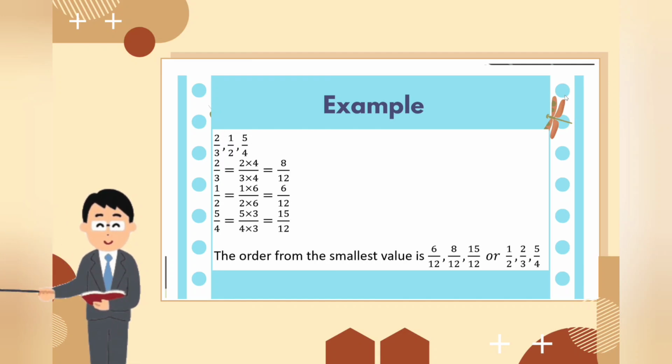Number 2, 1 half equals 1 times 6 divided by 2 times 6. The denominator is 2, so it must be multiplied by 6 to become 12. If the denominator is multiplied by 6, then the numerator must also be multiplied by 6, equals 6 divided by 12.